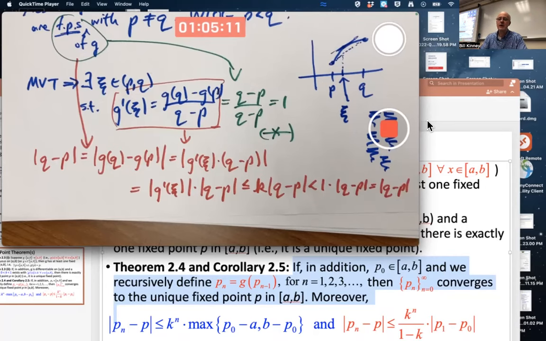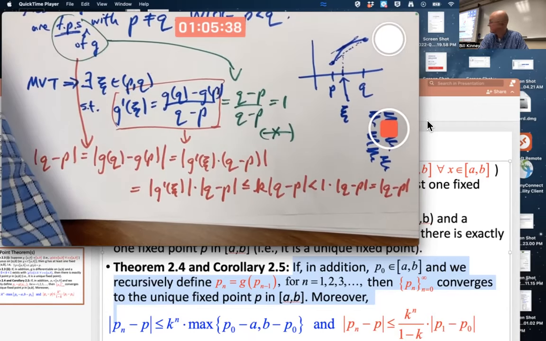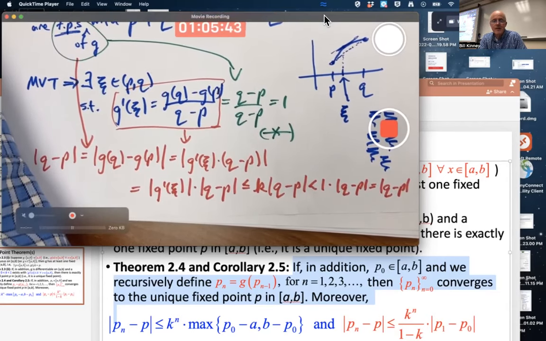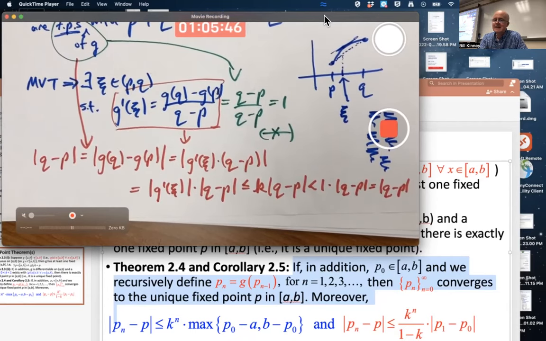Then that sequence that we've created converges to the unique fixed point P in A to B, which we already know exists. So again, the new thing here is that this recursive sequence converges to P. We already know the unique fixed point exists, but now we're saying it converges to P. And moreover, we can get a couple different bounds on the absolute error.